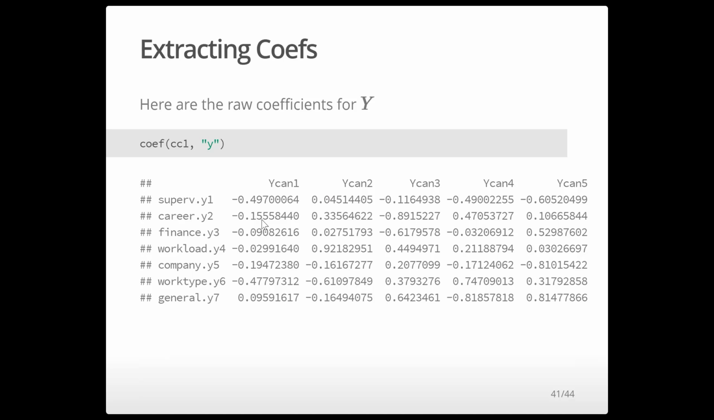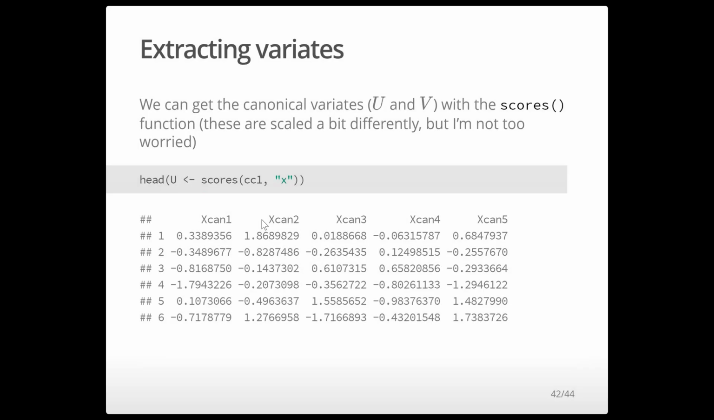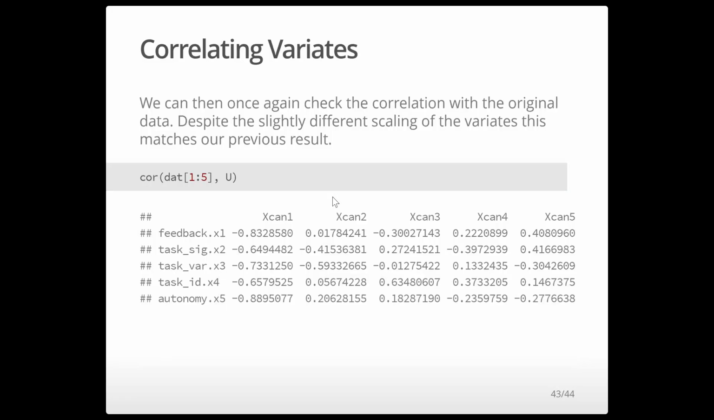And here we can do the same for the y. And we could also get the canonical variates, u and v, with the scores function. These are scaled very slightly differently than the results I got before, and I'm not 100% sure why, but I'm not too worried about it. All the other results still hold up, as we will see. The correlations with the original variables, as we checked before, are still identical.